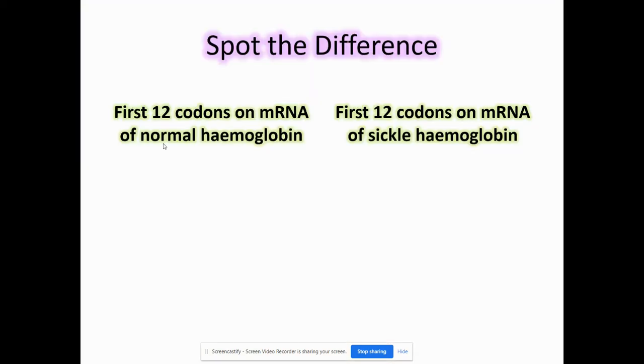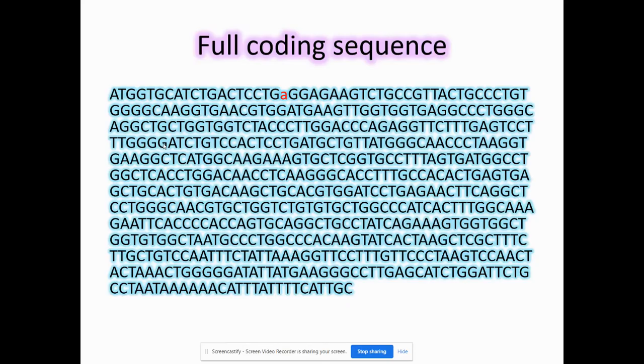Now, just to really show you the magnitude of this, I'm going to show you the entire coding sequence. So out of all those bases that encode hemoglobin, just this one base is different. And as a result of that one base being different, the entire red blood cell doesn't function properly.